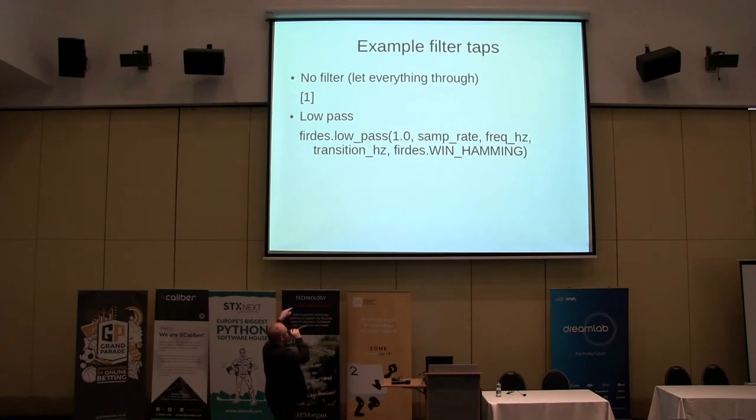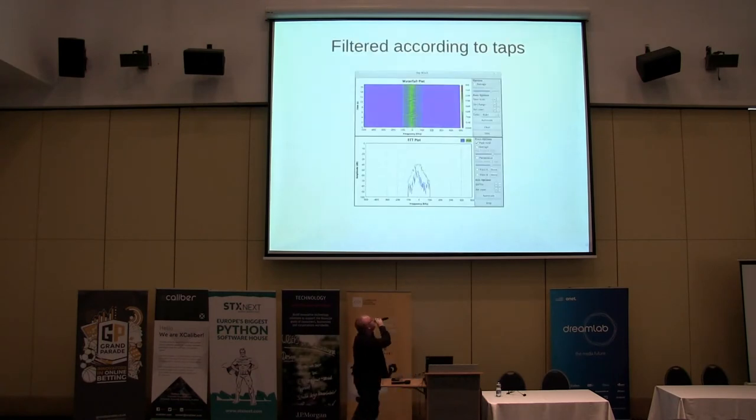You have the transition hertz, because you cannot just cut it off vertically due to physics, basically. It has to have a slope. And there's a humming window, and I won't go into describing filtering windows right now. So after filtering the signal, we get something like this, which is nice, but we get a lot of samples that don't carry any data, because that's all zeros to the left and to the right of our signal.